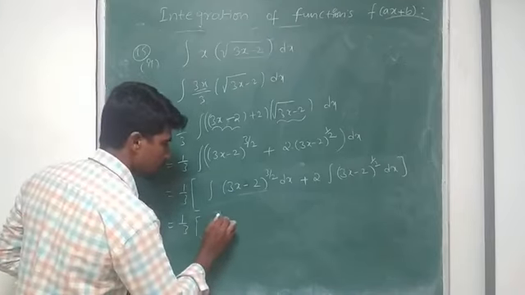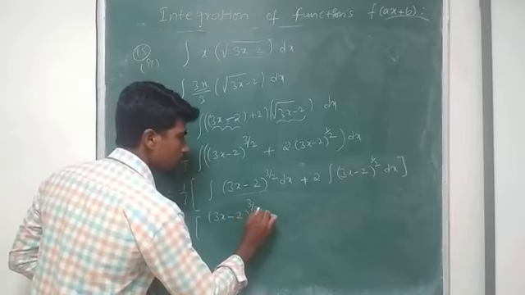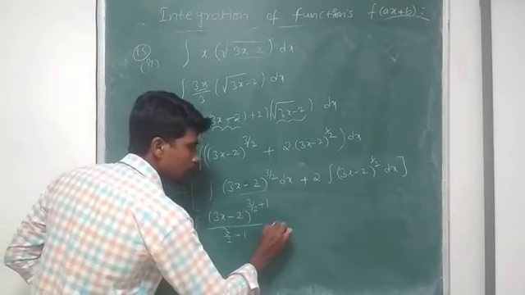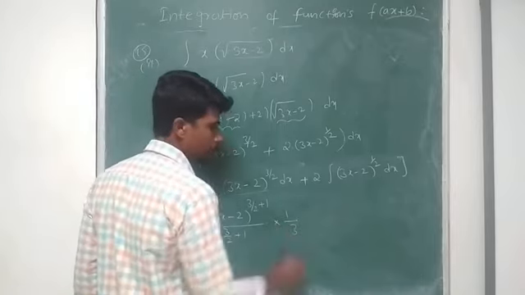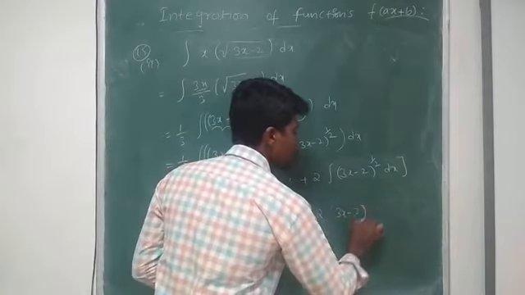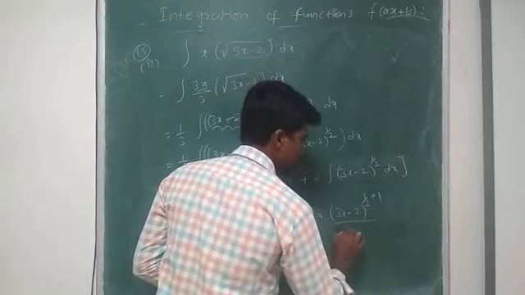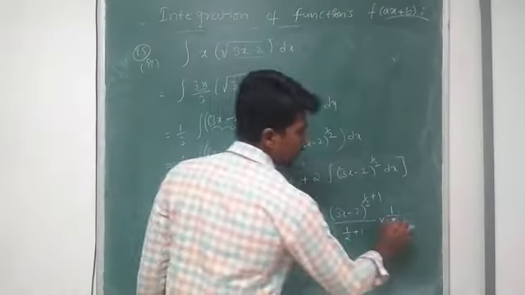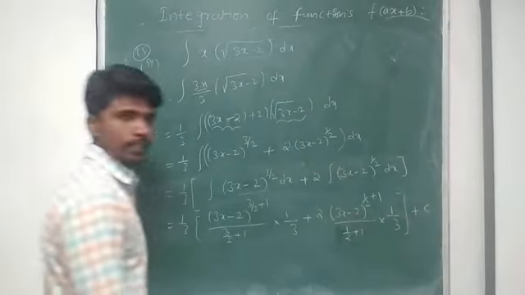So this can be written as (3x − 2)^(3/2) divided by 3/2, plus 1 into 1 by the coefficient of x, which is 3, plus 2 into (3x − 2)^(1/2) divided by 1/2 plus 1, into 1 by 3, the coefficient of x, plus the constant c.